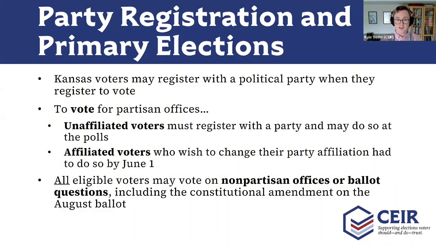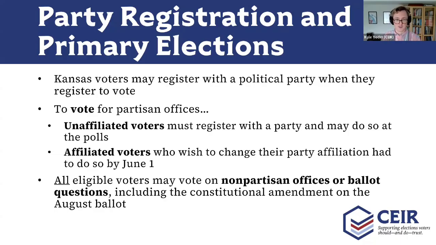So Kansas voters all had the option to register with the political party when they registered to vote. At the primary, unaffiliated voters must register with the party in order to vote for that partisan primary. They can do so at the polls when they go to vote. Voters who are already affiliated with one party, if they wanted to change their party affiliation, they had until June 1st to do so. So that deadline has passed.